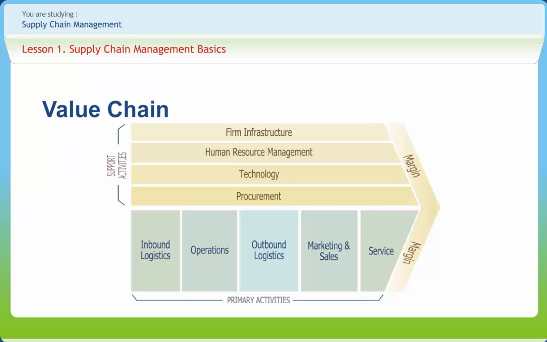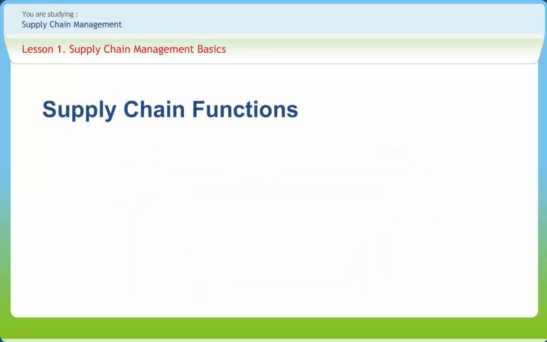As it becomes clear from this figure also, supply chains link value chains. Now we all know that supply chain management is a cross-functional approach to managing the movement of raw materials into an organization and movement of all the finished goods out of the organization towards the end consumer.